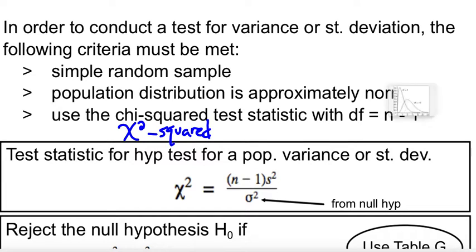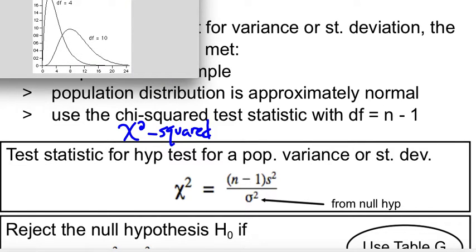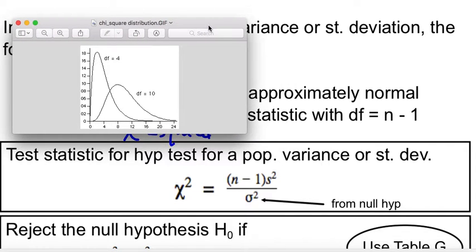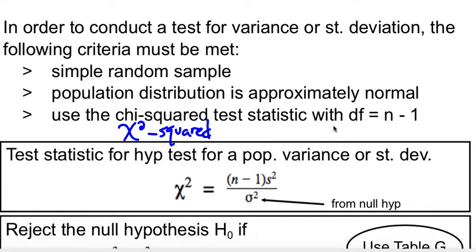Chi-squared distribution, here it is. Get it down so you can actually see it. It is a right-skewed distribution, and the higher the degrees of freedom, the more normal it is. So we don't really have to worry a whole lot about this distribution itself. We're just going to be using the table in your yellow packet or in the back of your book, just chi-squared.